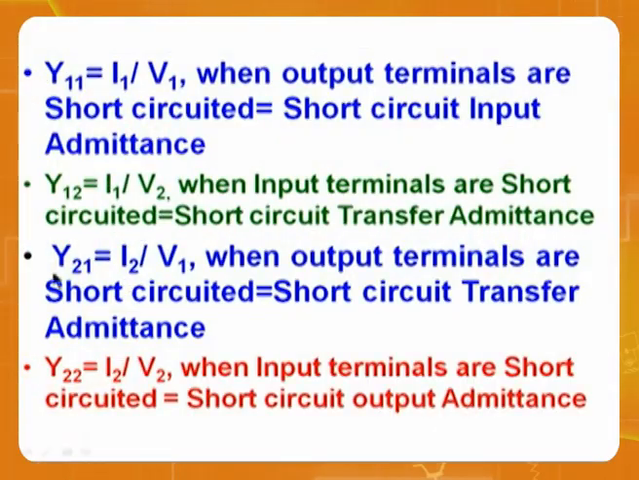This is called driving point input admittance. Then Y22 is driving point output admittance. This is transfer. This is also transfer. So 1 and 2 is transfer. 1 and 1 is driving point. 2 and 2 driving point.